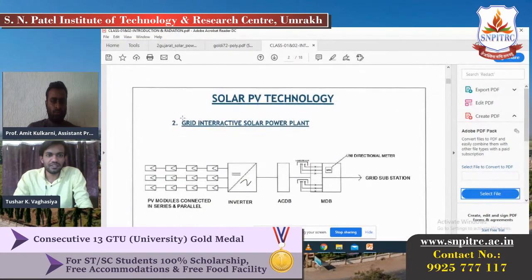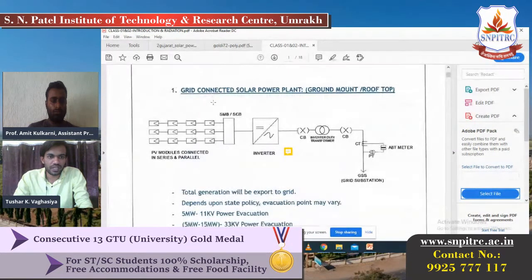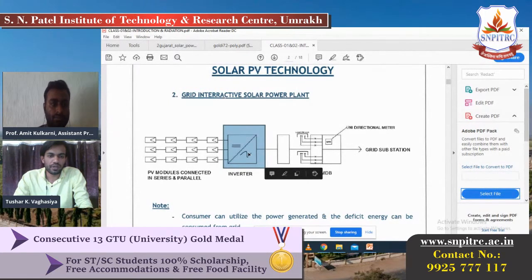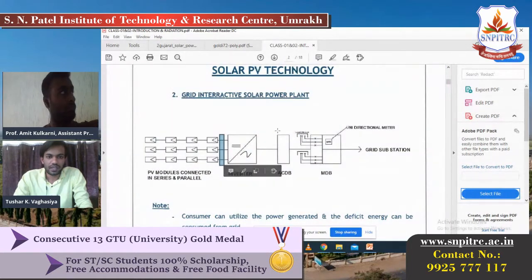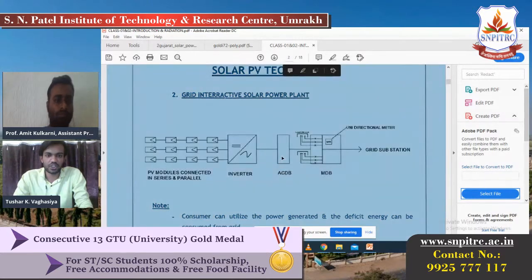And the second thing is the grid-interactive solar power plant. Here we are not using the SMB, the string monitoring box, whereas in the other case we are using the string monitoring box. Why? Because there the inverter is a central inverter, but here the inverter is a string inverter. In a string inverter, there are multiple MPPTs, so you can give the DC input directly to the inverter, and it is directly converted into AC. So there's no requirement for the SMB. Then there is the SADB, the AC distribution box, which we use for protection as well as for combining the whole generated power.